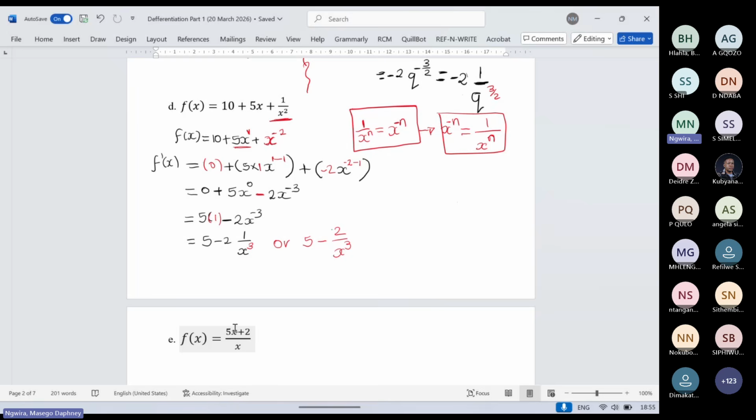You are saying if you have what? If maybe we're having 3 over x to the power 2, then when we change it, we're going to say 3x to the power minus 2? Yes. Because when you move a number to the top, it becomes a negative. That's why you see here, no? You can see here. Yes.